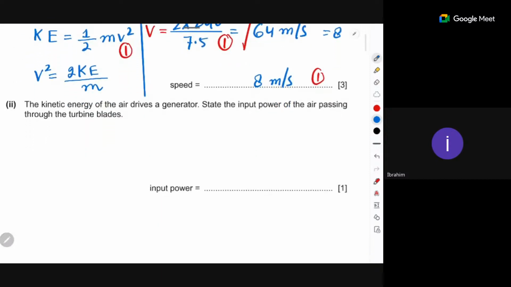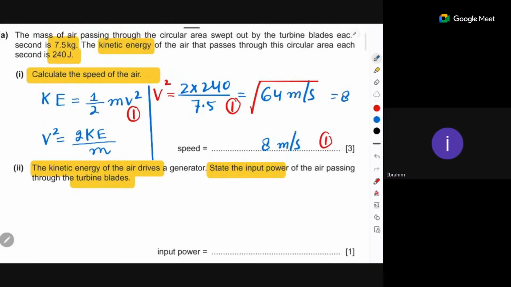The kinetic energy of the air drives a generator. Now, this is actually the windmill question. That is why I have just gone through all those areas. State the input power of the air passing through the turbine blades. State, no need of calculation.